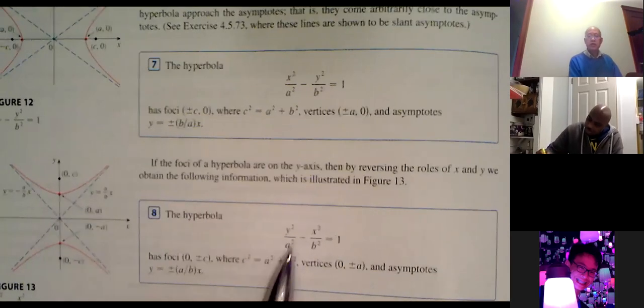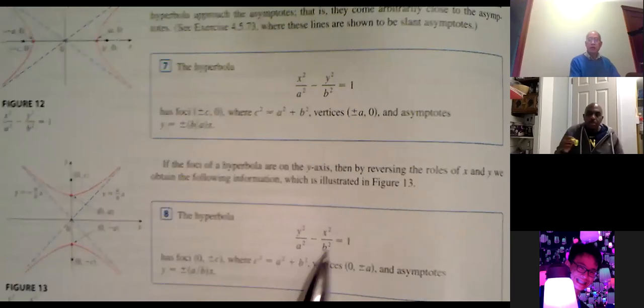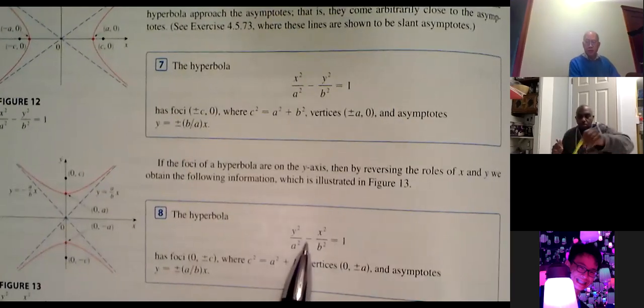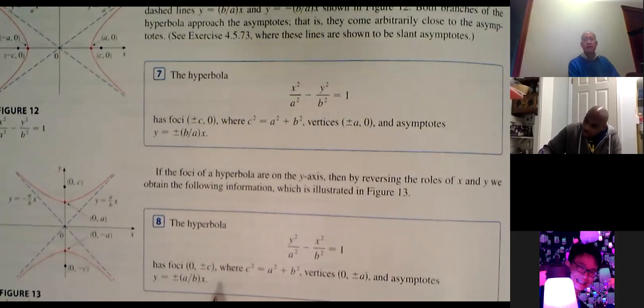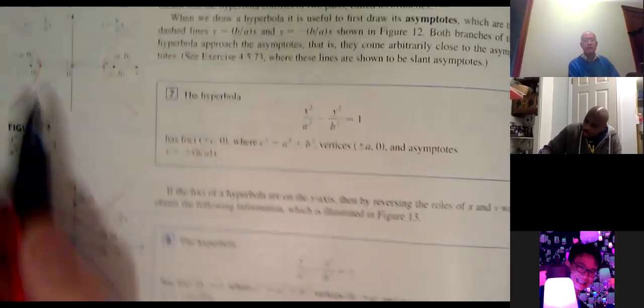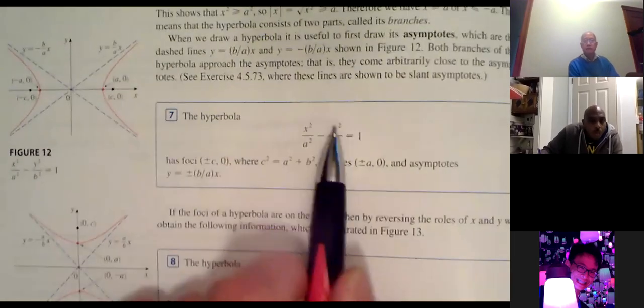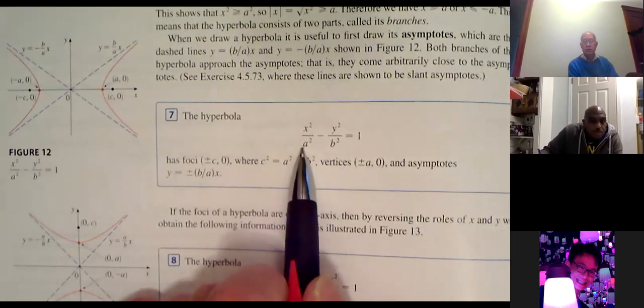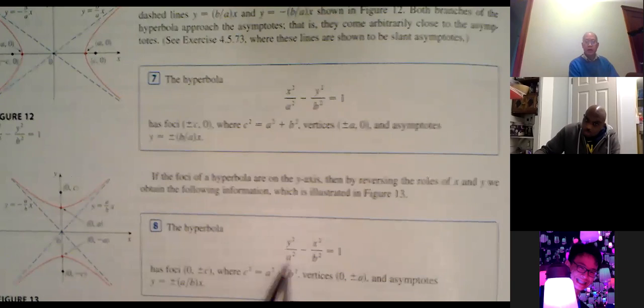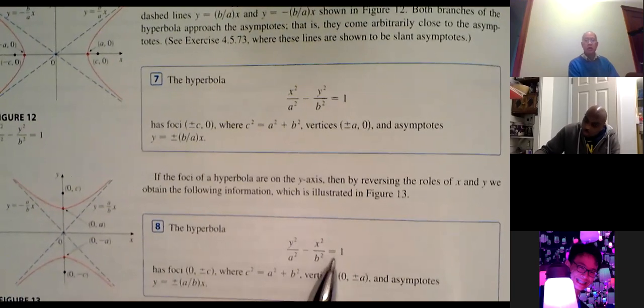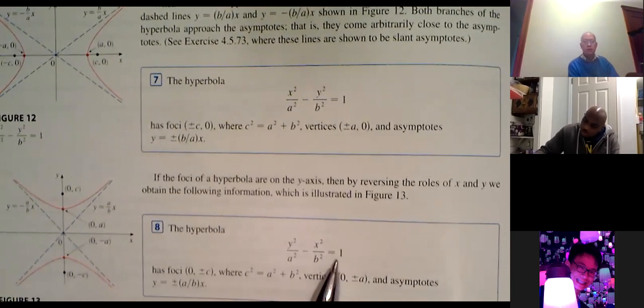Y squared over a squared minus x squared over b squared equals 1. The negative can be over here. That hyperbola is going to go up and down. So there's two basic types of hyperbolas. Going left and right, x squared comes first, or is positive. Up and down, y squared comes first: y squared over a squared minus x squared over b squared equals 1. Okay.